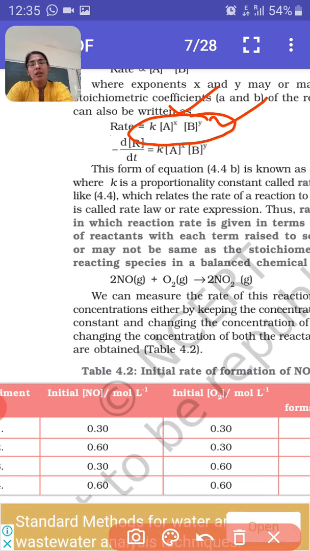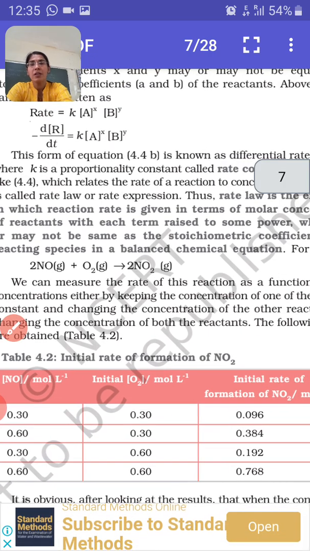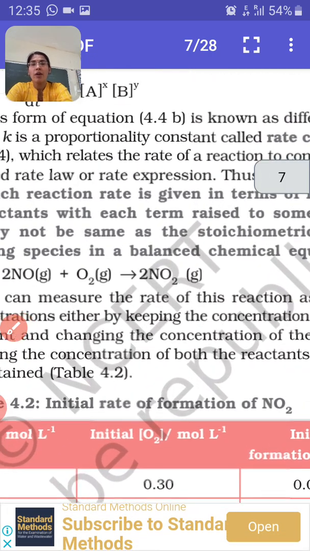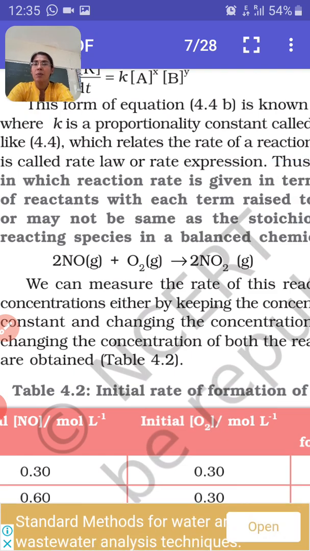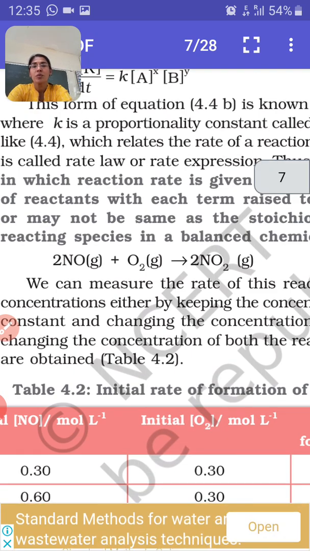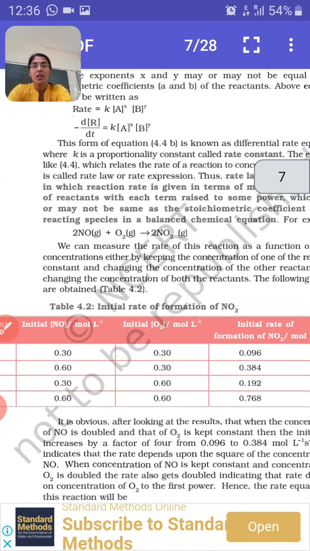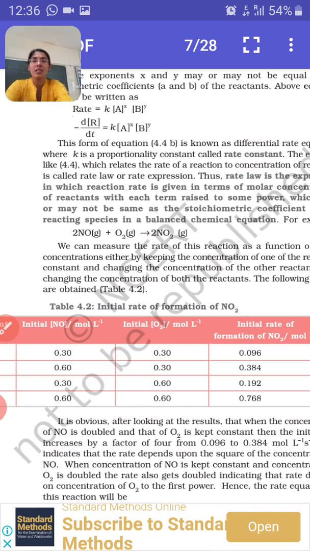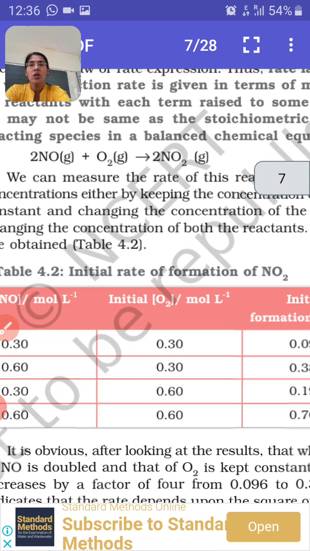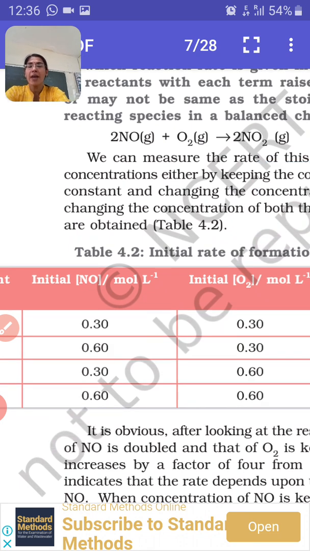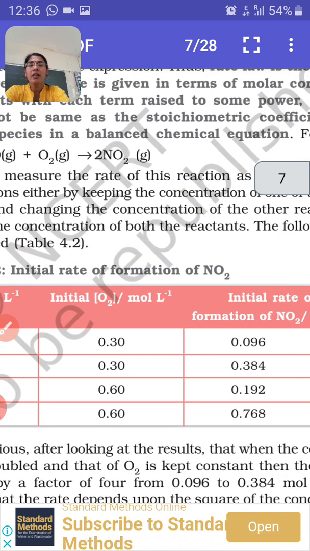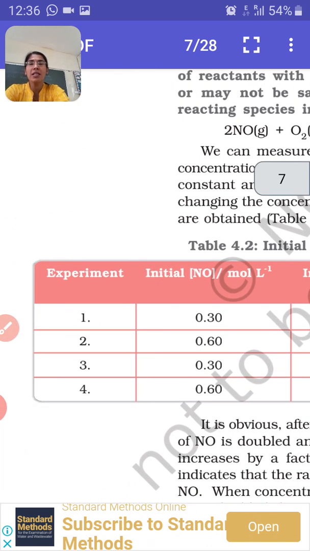experiment. So, we shall take the example of oxidation of NO with oxygen to give NO2. So, a set of reactions was performed and these observations were made. We shall now discuss these observations. Now, children, if you see here, the concentration of NO and concentration of oxygen initially taken were 0.3 and 0.3 moles per liter, and the rate of initial reaction was 0.096. See, this is the experiment set 1.